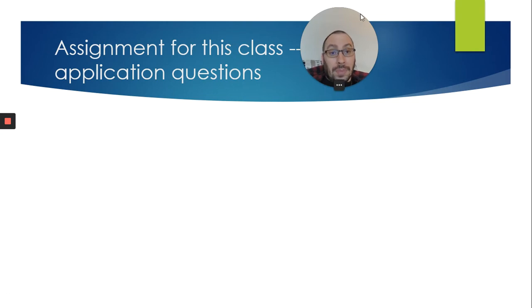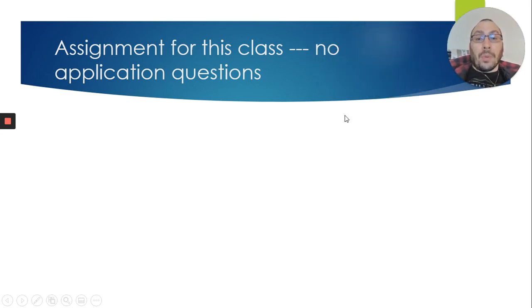So here we go. Here's the assignment for this class. No application questions, but a little bit of work on your end. We're going to use an application called Flipgrid, and I'll have the instructions on D2L. You'll probably have to download an app. If you can't download an app, you can use the camera on your computer. If you can't do that, don't worry about it. We'll figure out another way around it.